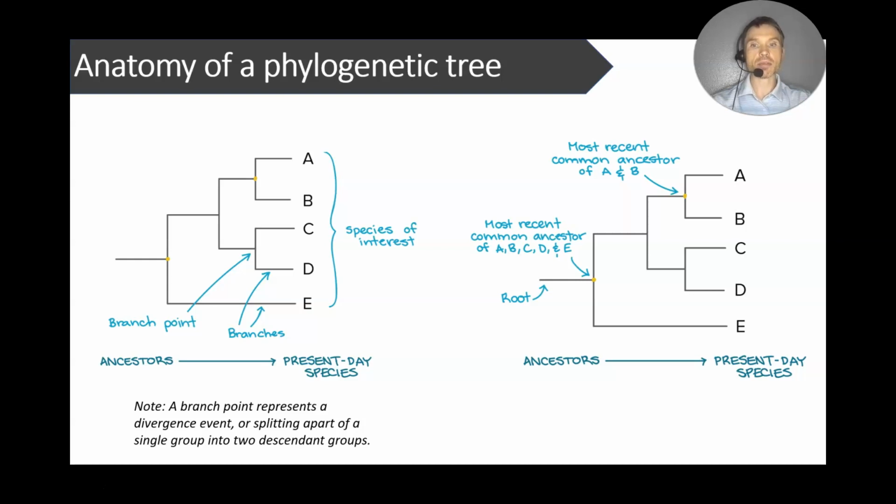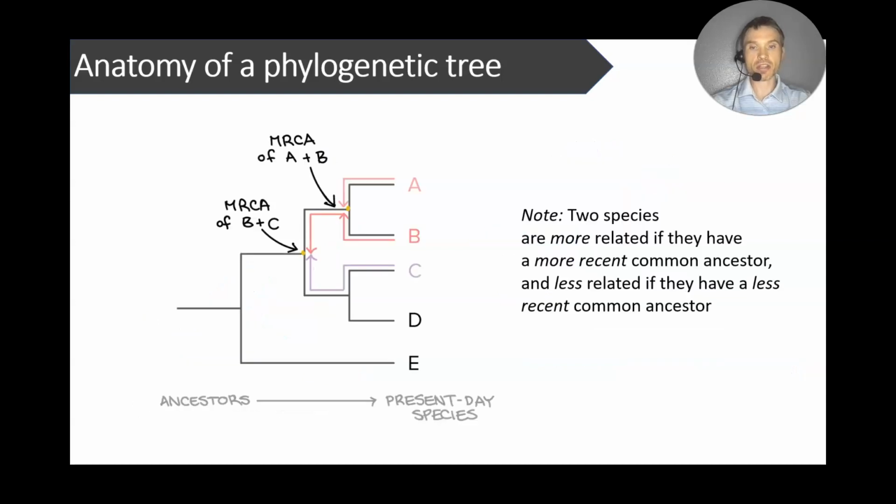So a lot of the questions that you'll be asked is, what is the most recent common ancestor between species A and species B, or species B and species C, or whatever the question may ask. Once again, this is further confirmed in this example right here. You can see that species A and B share a more recent common ancestor. That is in contrast to species B and C. Notice that the most recent common ancestor between B and C is a much further branch point on the tree. So in other words, B and C are more distantly related than A and B are. And those are types of questions that they'll be asking you on your test questions.